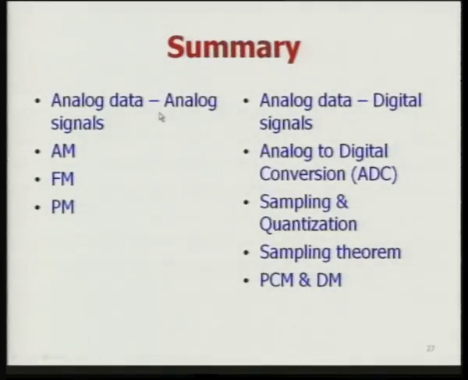To summarize, what we have looked at in today's lecture is how analog data is converted to analog signals and digital signals. For analog data to analog signals, there are three techniques that we saw: AM, FM and PM, that is amplitude modulation, frequency modulation and phase modulation. And for analog data to digital signals, we looked at how the analog to digital conversion takes place using sampling and quantization. We also looked at how the sampling theorem is a very useful theorem, and we looked at two techniques, pulse code modulation and delta modulation, which are used.